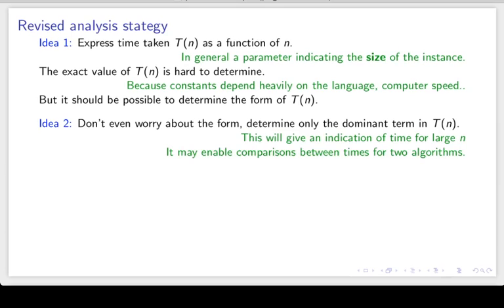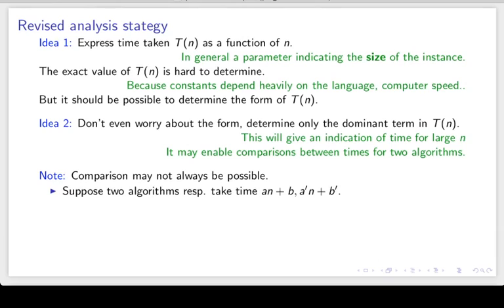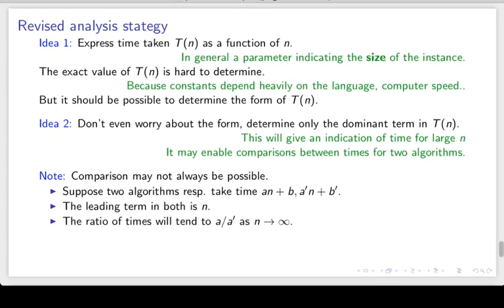And it will also enable comparison between the times for two algorithms. The ratio is going to tell us, if the ratio is going to tend to 0, then we'll know that one algorithm is much faster. Now note that in this style, we may not be able to compare algorithms always. So suppose two algorithms respectively, the first one takes time a n plus b and the second one takes time a prime n plus b prime. The leading term in both is n. So if you take a ratio, then that will tend to a upon a prime as n tends to infinity. But we don't know this.